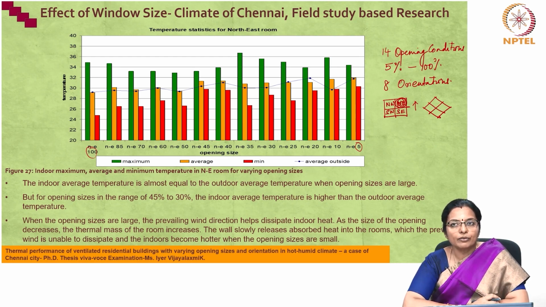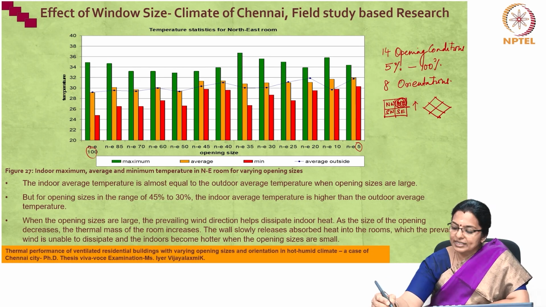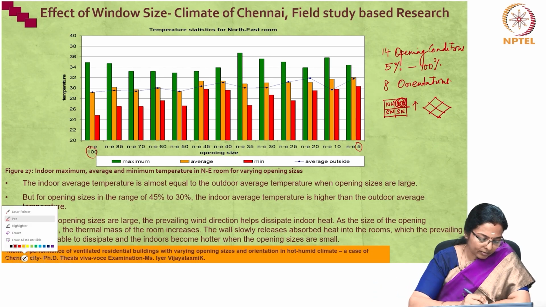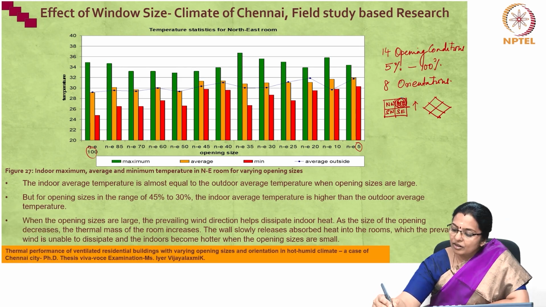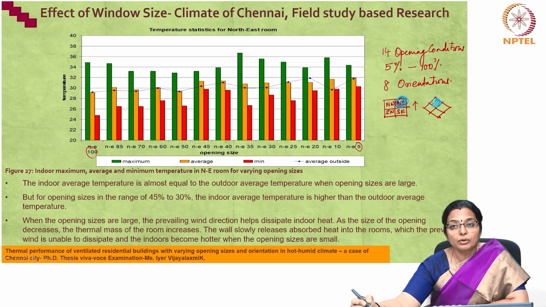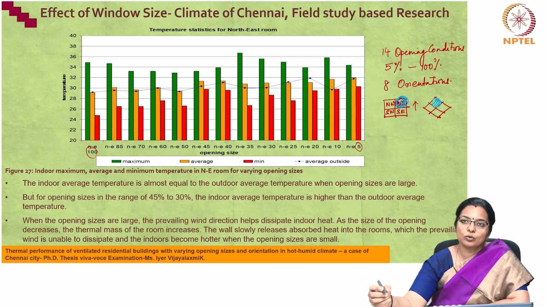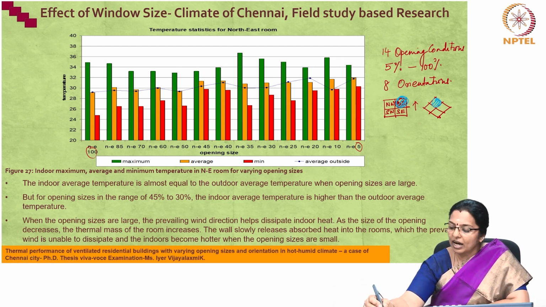In general, the number of comfort hours increases with decreasing opening sizes. This study showed that the northeast room is most comfortable when opening sizes are large. The northeast room and the northeast northwest room are most uncomfortable for larger openings. That is, the northwest and northeast northwest rooms are most uncomfortable for large openings, these two rooms.